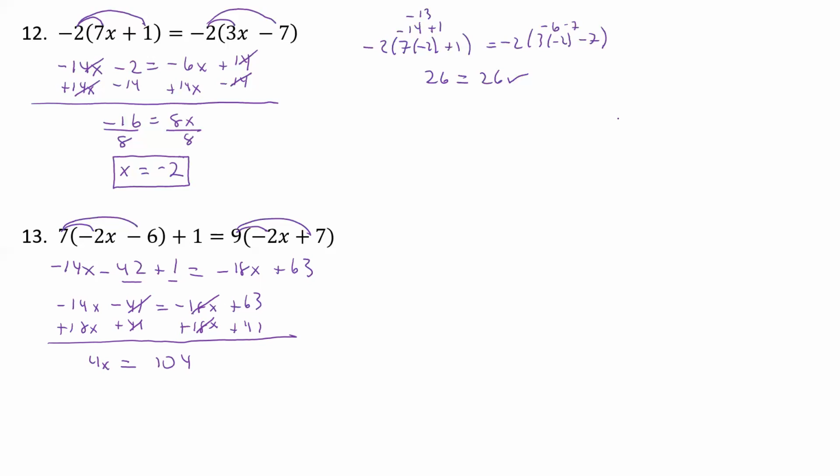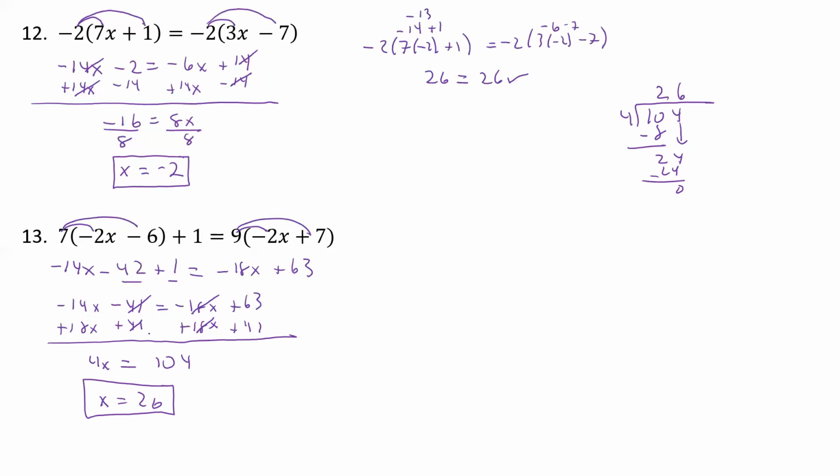Now we have to divide, so 4 into 104. Well, 2 will give us 8. Subtract, that will be 2. Bring down our 4. That'll give us 6. That'll give us 24. Subtract, that'll be 0. So it looks like x equals 26.